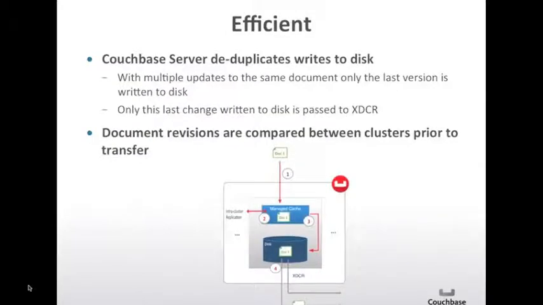So I did discuss the efficiency in replicating the data from the disk and not from the memory. In case of intra-cluster, we do it from the memory because we want to get the data as soon as possible out of the server, so that in case the server goes down, we have a backup somewhere else.